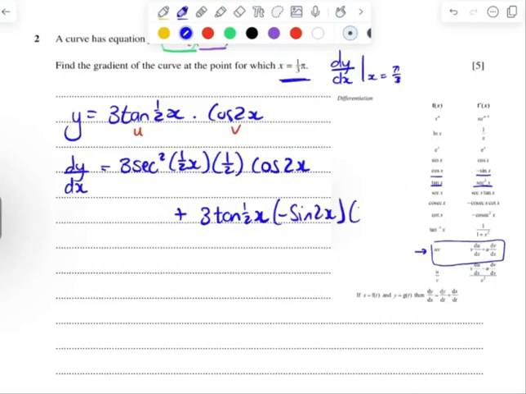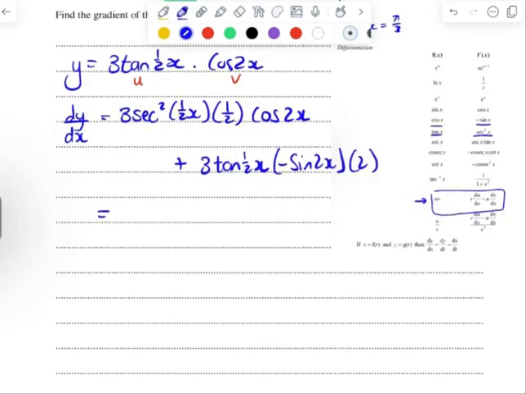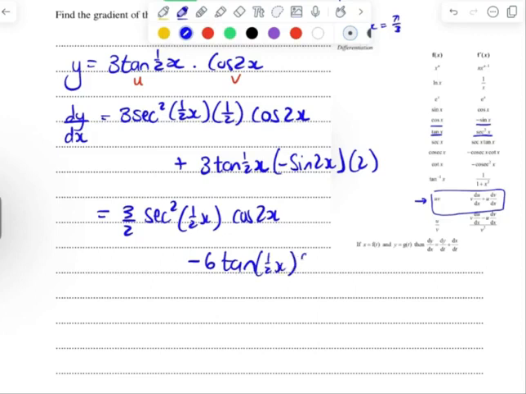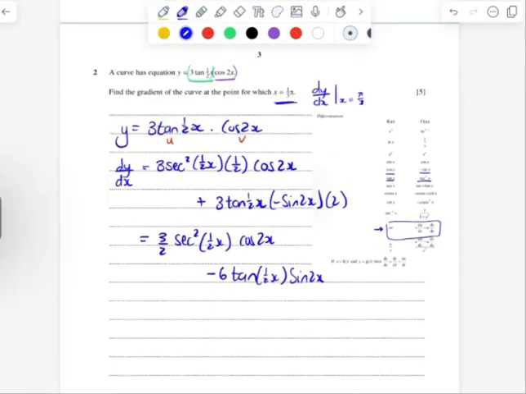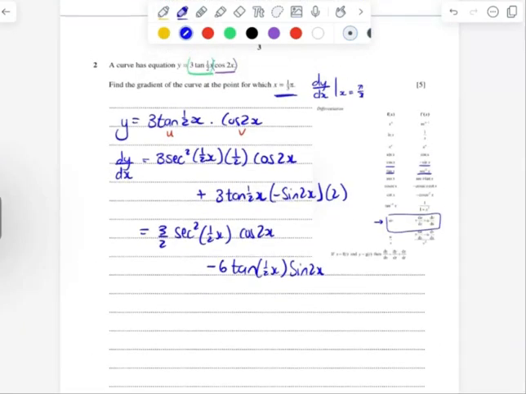Once again, we've got a function inside the function, so I also need to use my chain rule. Okay, so I'm just going to simplify this now. It's going to be 3 over 2 sec squared of a half x equals 2x plus, and then here I've got a minus 6, so I could actually take away the plus. It's going to be minus 6 tan a half x sine 2x. Okay, ideally you wouldn't have your MF19 stuck on the side, so you could hopefully just write this all in one row. What we're going to do now is we want the gradient at that specific point.